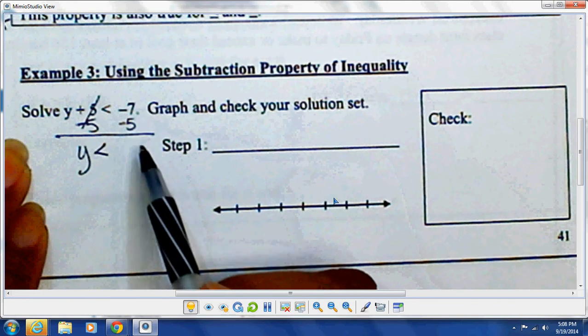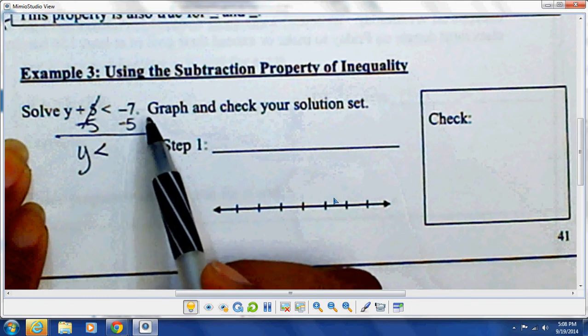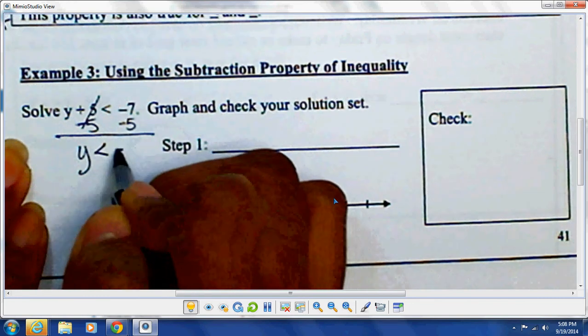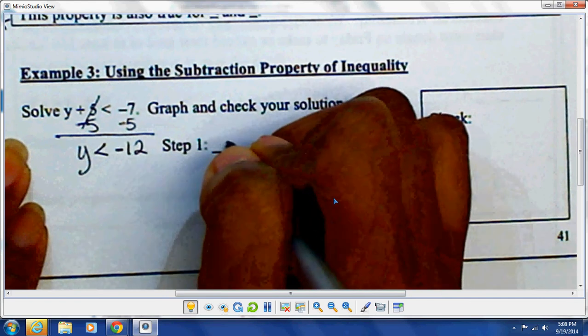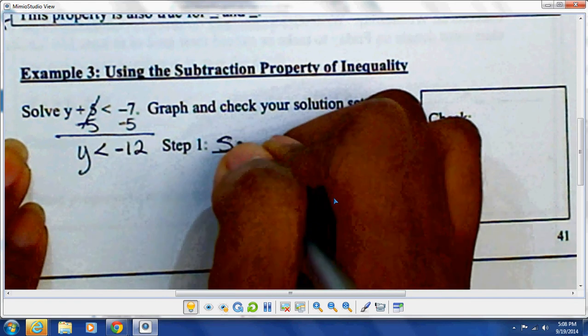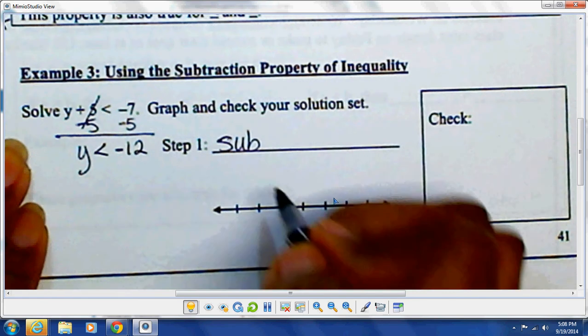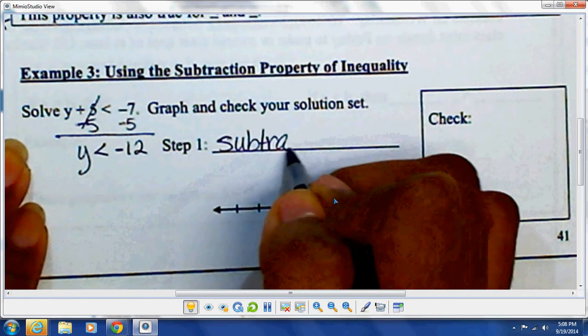Because remember, use your integer rules. This is like saying negative 7 plus negative 5. It's negative 12. So what I did in my step was I subtracted 5 from both sides. So we're going to write subtract 5 from both sides.